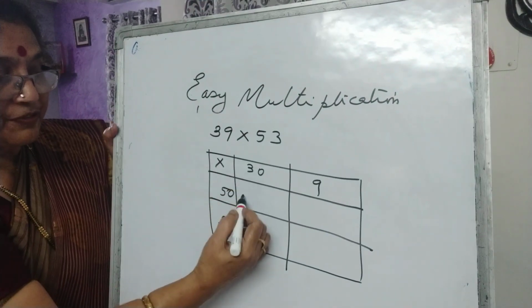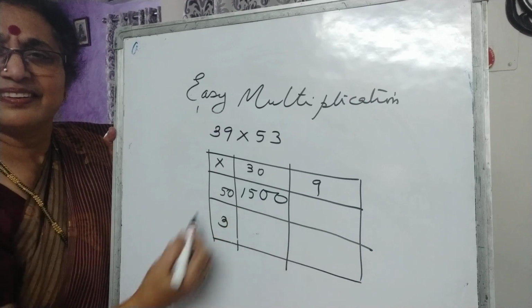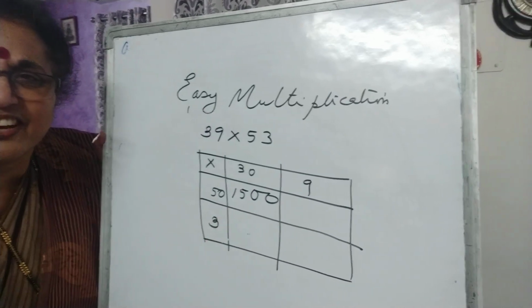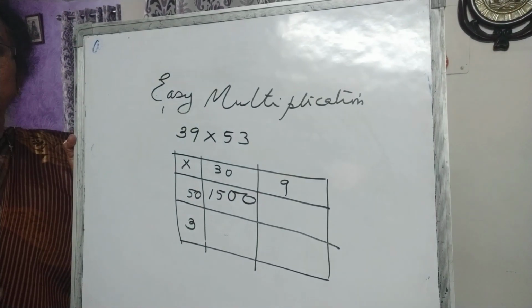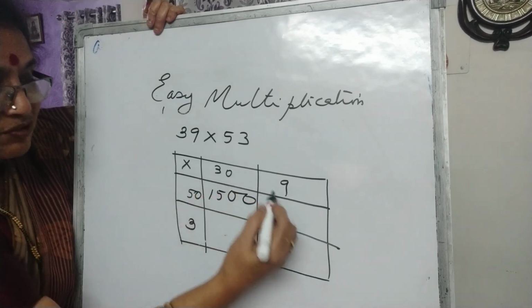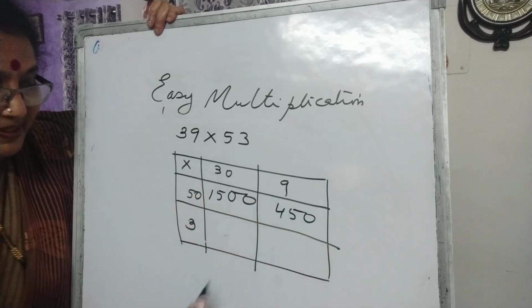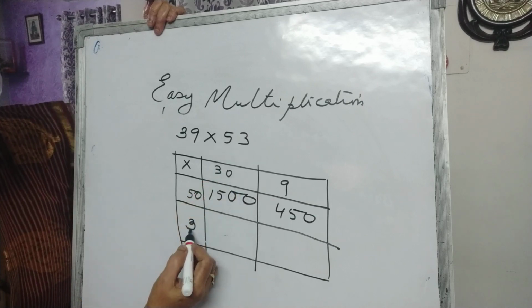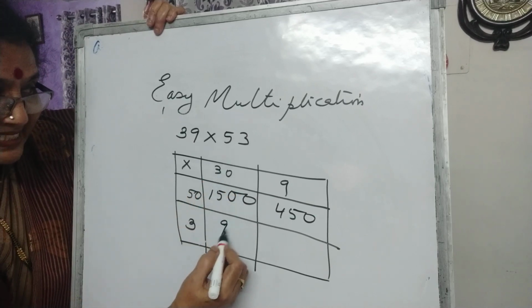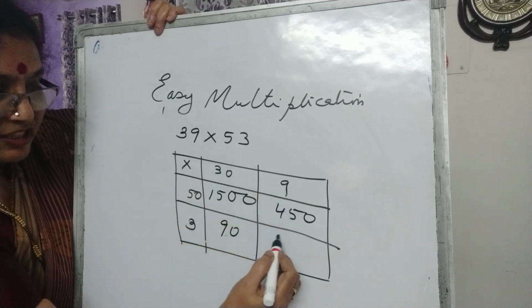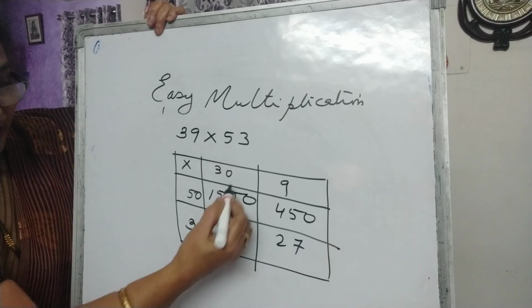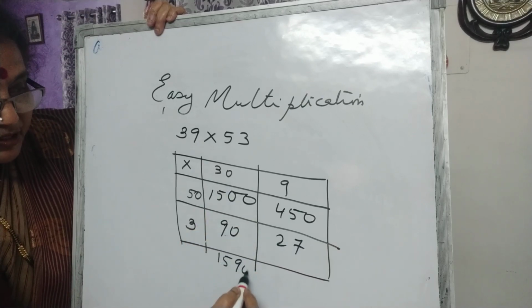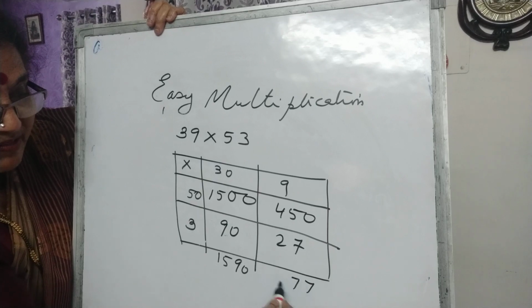So, this is 1500, right? This is 1500. And then we have 50 into 9, 450. 3 into 30 is 90, and 3 into 9 is 27. So when we add this, 1590. When I add this, 774.